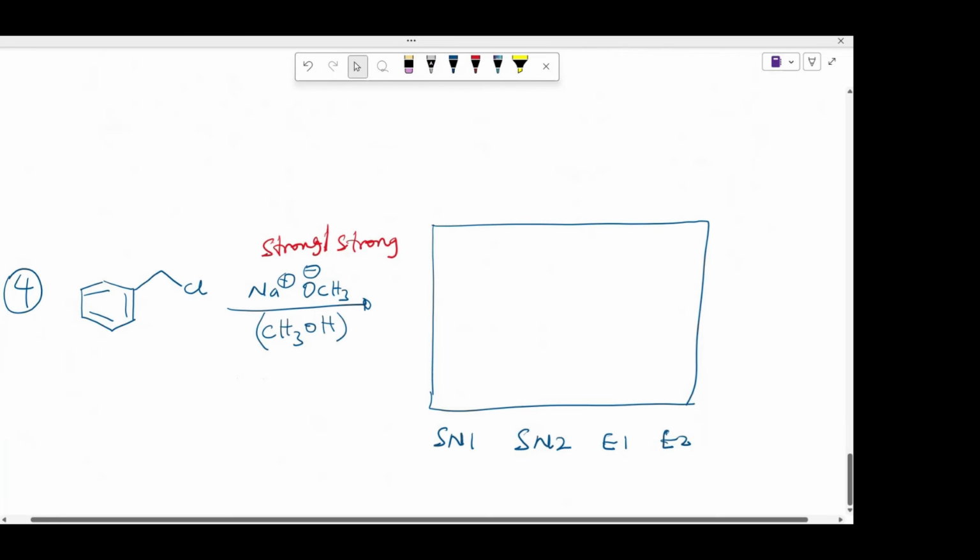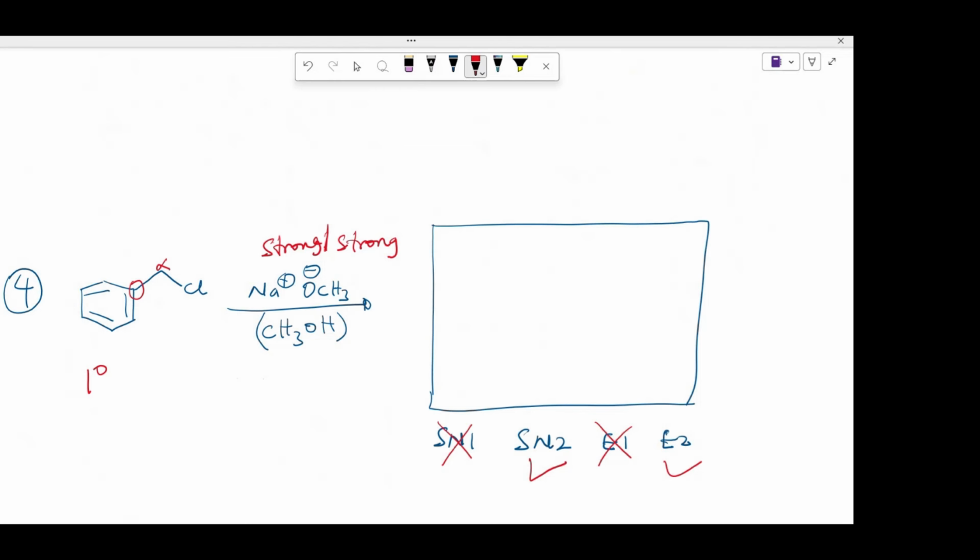In this example, our reagent is a strong reagent, and the alkyl halide is a primary alkyl halide. So the primary alkyl halide can only do SN2 and E2. It cannot do SN1 and E1. Now, based on the reagent, we have a strong nucleophile and a strong base and primary alkyl halide. So this will favor SN2. Therefore, the operative mechanism here is going to be SN2.